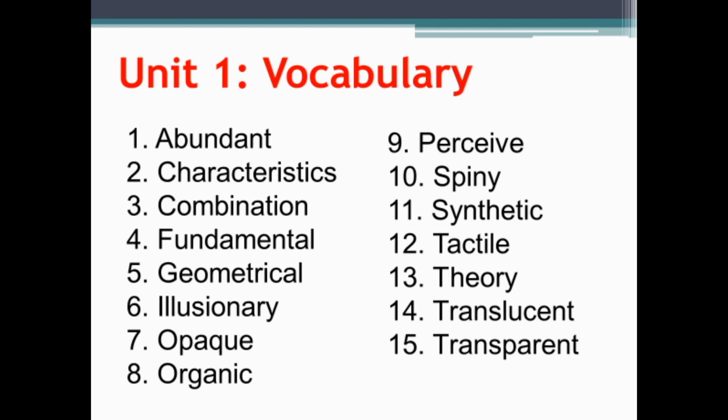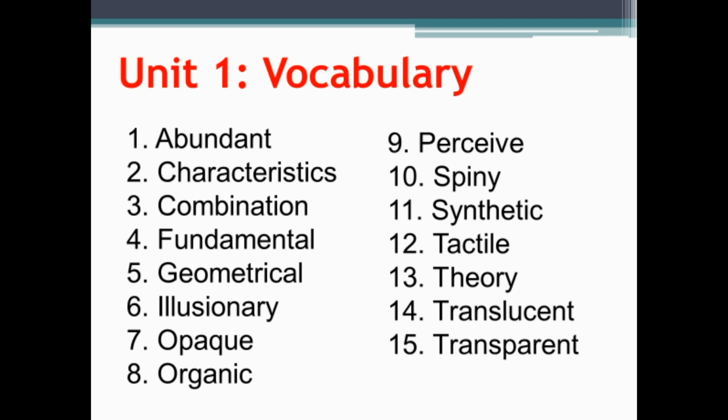For your Unit 1, we will tackle the elements of art. But before we proceed, let's first talk about the 15 vocabulary words for your Unit 1. For number 1, we have abundant. Number 2, characteristics. Number 3, combination. Number 4, fundamental.